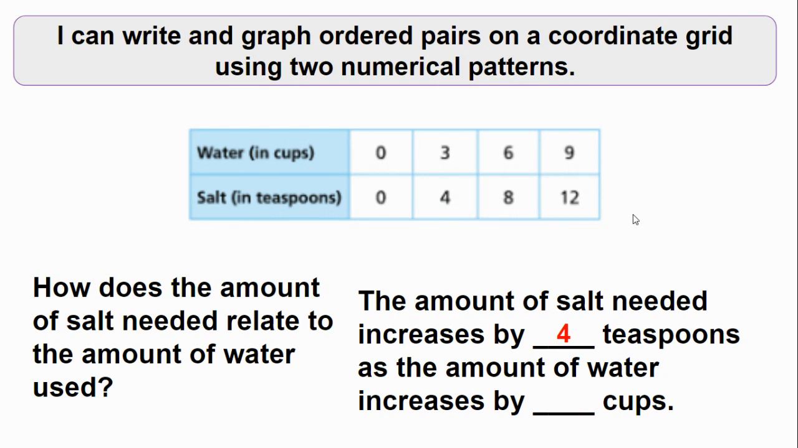Now we need to figure out the water. Water starts at 0 and goes to 3, to 6, and then to 9. So again, it's increasing, so I can multiply or add. And I know that 3 times 2 gives me 6, but 6 times 2 does not give me 9. So I need to do addition for this one as well. But I do know that 3 plus 3 gives me 6, and 6 plus 3 gives me 9. So the amount of water increases by 3 cups each time.